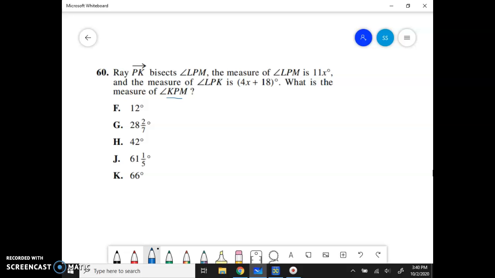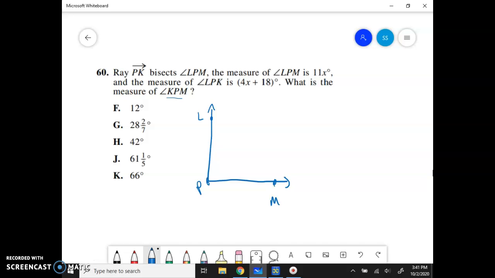Okay, so this is a question where it will be really to your advantage to draw the picture. So it says ray PK bisects angle LPM. So let's start with that. I'm going to make an angle, and I don't know exactly what this angle looks like, but I'm just going to guess right now. So LPM, I'm going to say this is L, this is P, and this is M, right? Maybe this angle is going to be obtuse, maybe it's acute, I don't know, but I'm just going to draw an angle just as a reference, so I can visualize it.